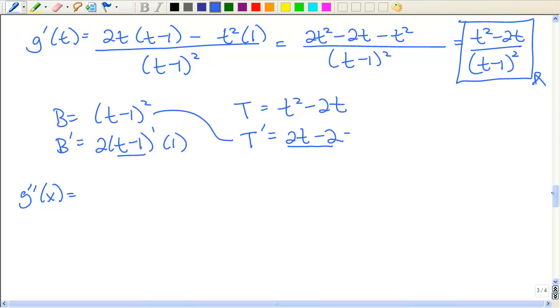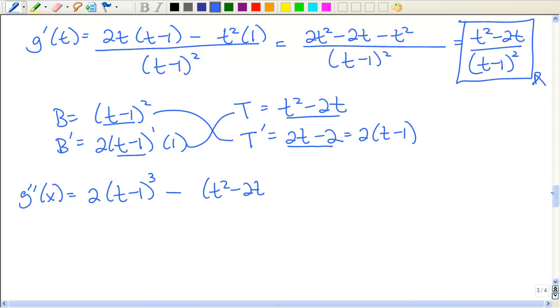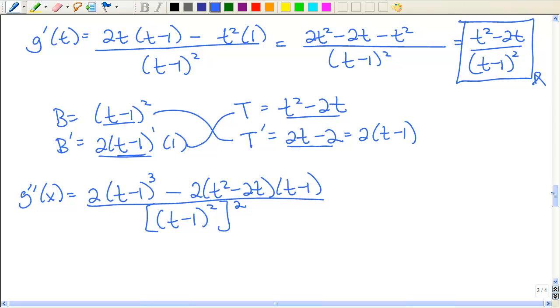Let's look at this right here. Would that be 2 times t minus 1? Why might that be beneficial? Well, I already have a t minus 1, so I can write that as 2 times t minus 1 cubed minus that multiplied together. Is that same trick going to work here? I don't think so. So we've got t squared minus 2t times that. I'm going to stick that 2 in front, times t minus 1, all over the bottom, which is already squared, but we've got to square it again.